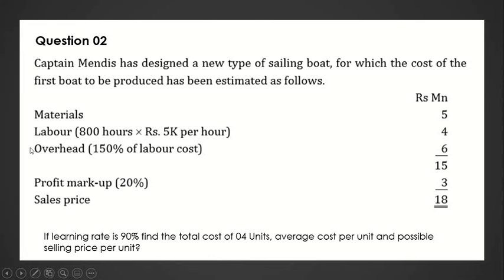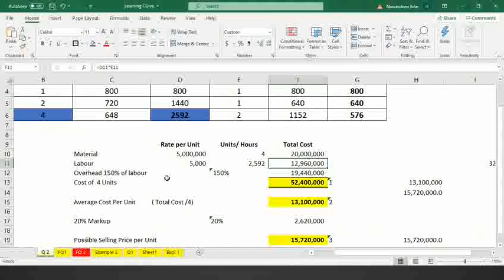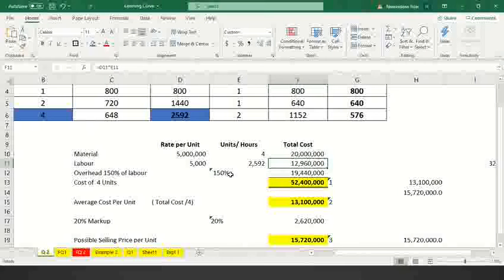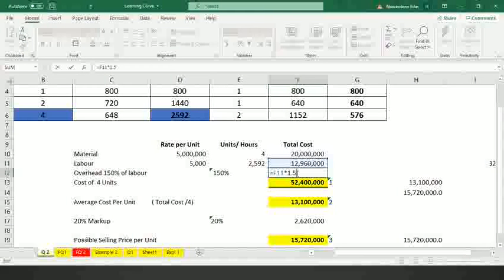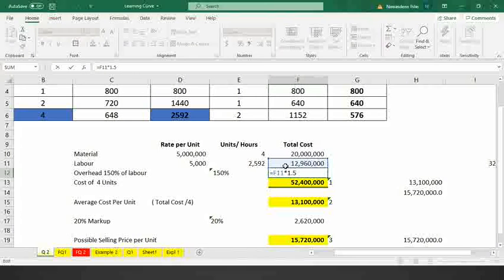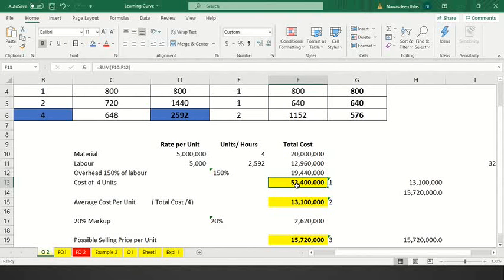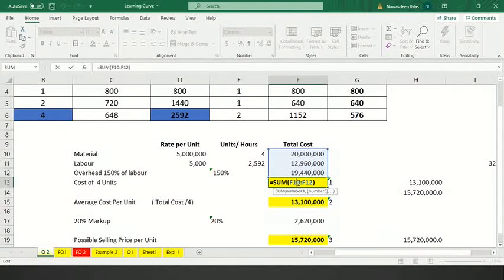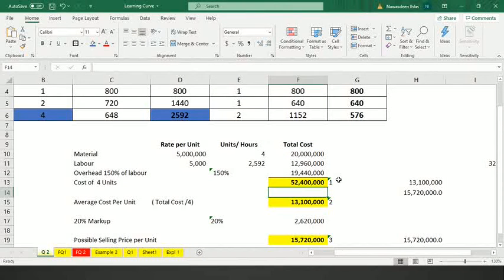Then they are saying overheads are 150% of labor cost. So our overheads will be 150% of labor cost. Labor cost 12.96 million into 150% or 1.5. Now we can find the total cost of 4 boards. Total cost of 4 boards here 52.4 million.